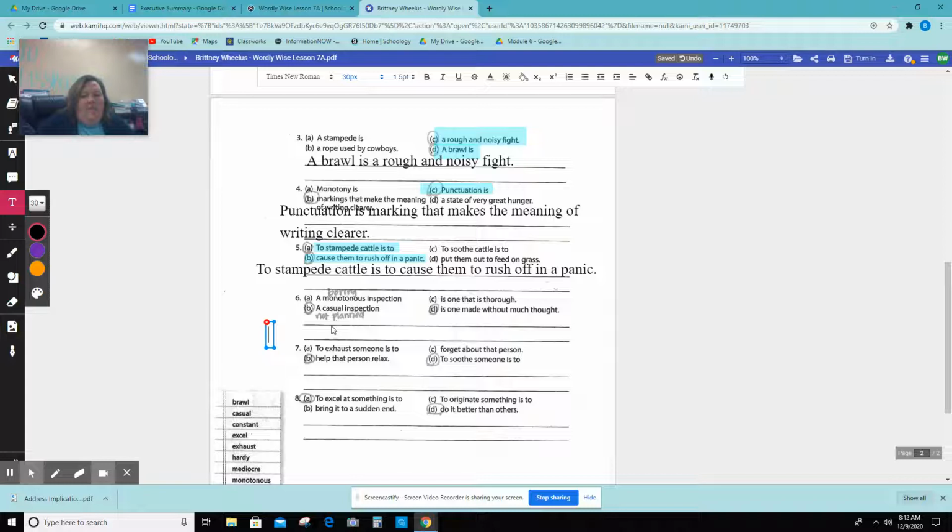Okay, number 6. A monotonous, boring inspection is one that is thorough. A monotonous, boring inspection is one that is made without much thought. A casual inspection is one that is thorough. A casual inspection is one made without much thought, one that is not planned. Okay, so we're going to mark up and highlight, and then we are going to come here and we are going to type our sentence.